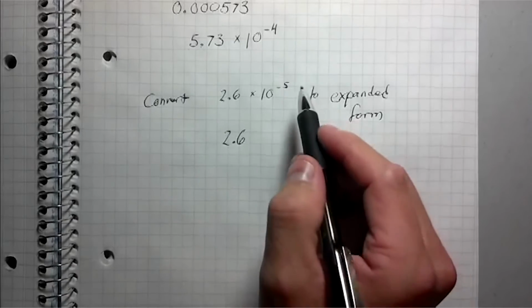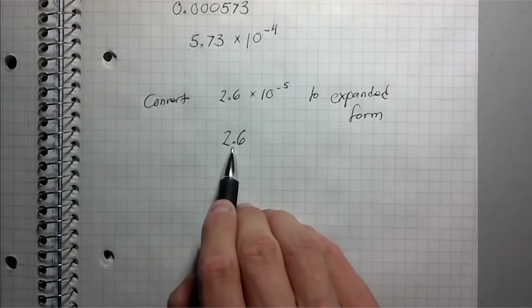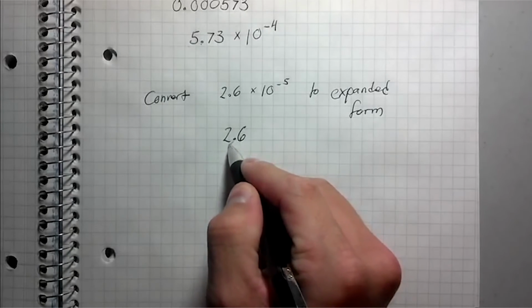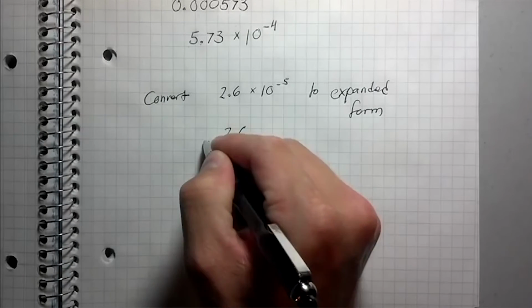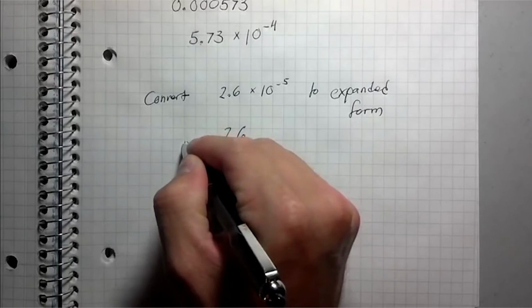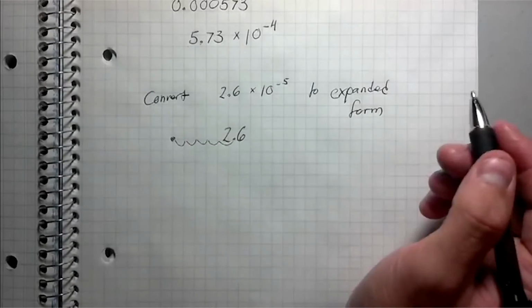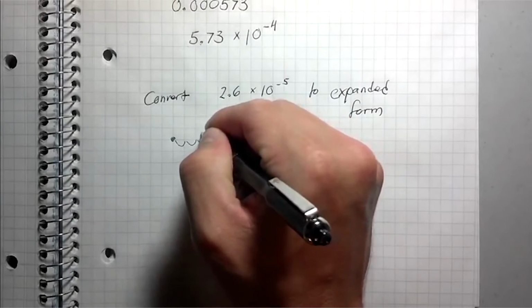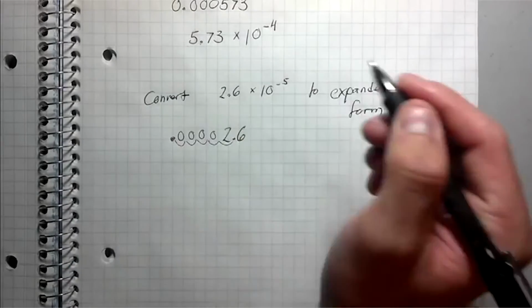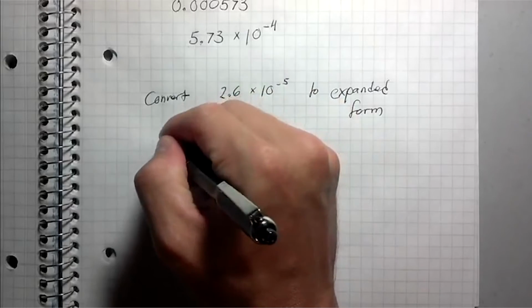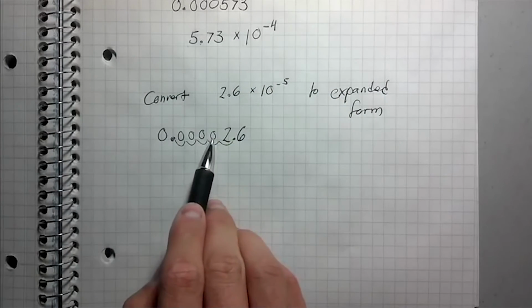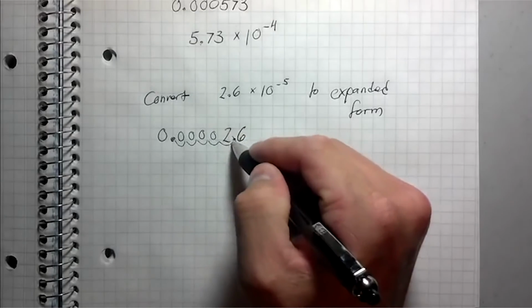So what I do is I go 2.6, I write this down, and I look at the exponent. It says negative 5, so I just count negative 5 to the left. 1, 2, 3, 4, 5. So now this is the new location of my decimal place. And I'm going to fill in zeros at all the spaces, and I'm going to put a 0 out front. So it's 0.000026. The decimal place is not here anymore.